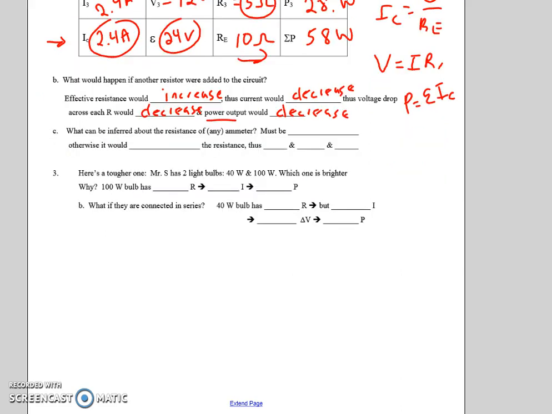Okay. What can be inferred about the resistance of any ammeter? Okay, so let's think about it. I'm going to draw a simple little circuit here, right, with one resistor in it. Now I put an ammeter. So when I connect an ammeter, it's automatically in series. Okay? So if I put the ammeter in series, because that's how it has to be connected, I've got two resistors in series with one another. Okay? Do I want the ammeter to affect the resistance of the circuit? If it did, it would affect the current, and then my measuring device would affect the thing it's measuring. That's a no-no. So what that tells us is that the ammeter must be essentially zero resistance.